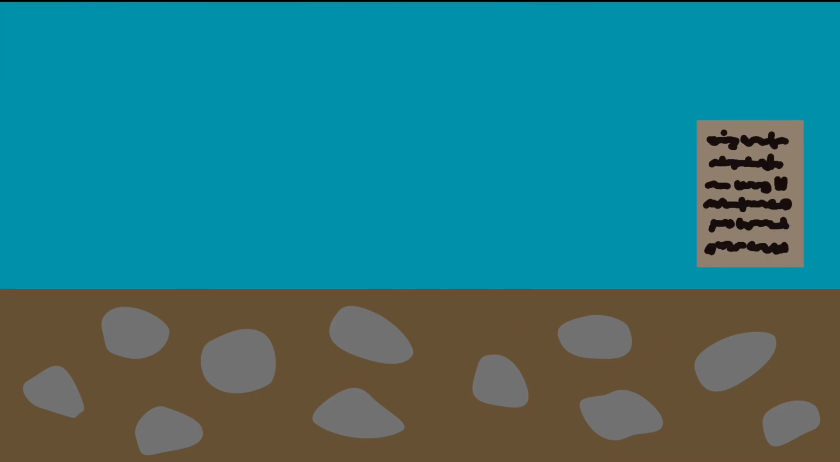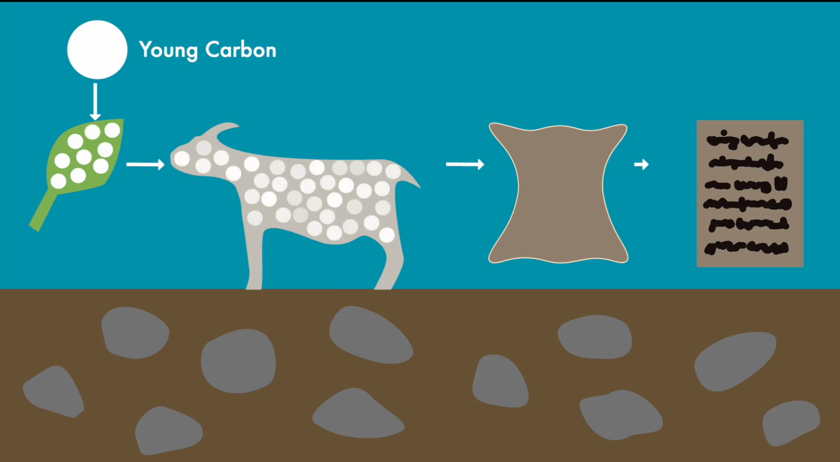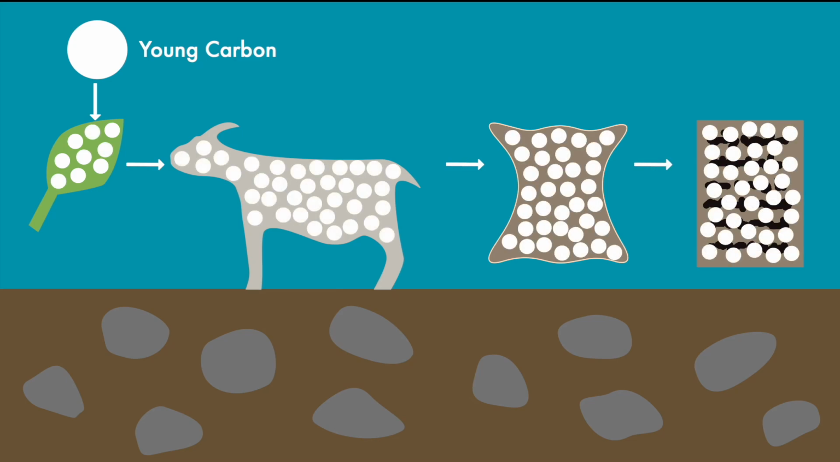But what about parchment? It sounds straightforward. Parchment is made from animal skin, and since the animal consumed plants, we should find carbon that was young when the parchment was made. Hence, radiocarbon dating should provide accurate results, just as with the tree. Well, it's not that easy.